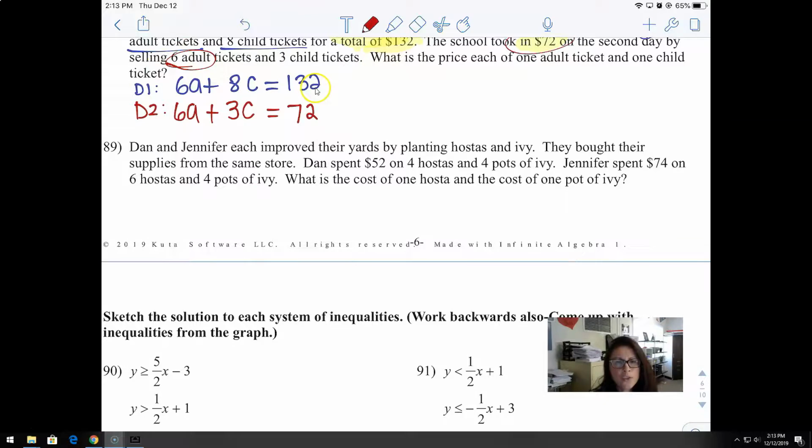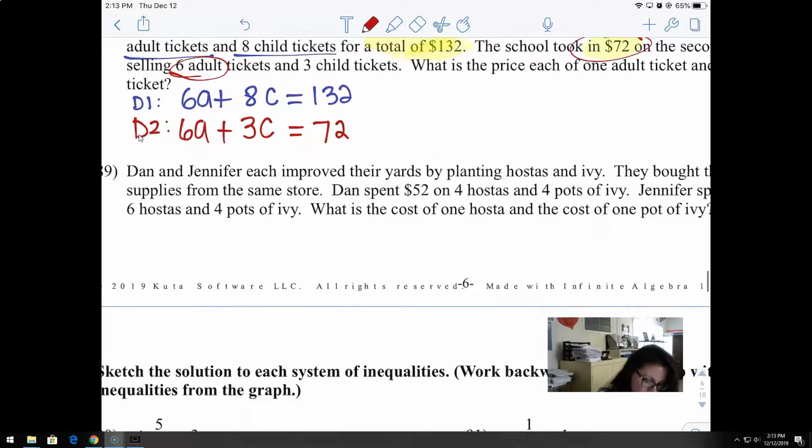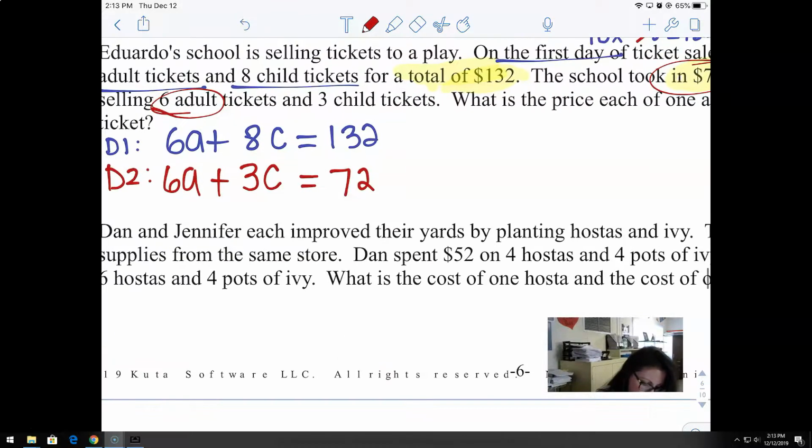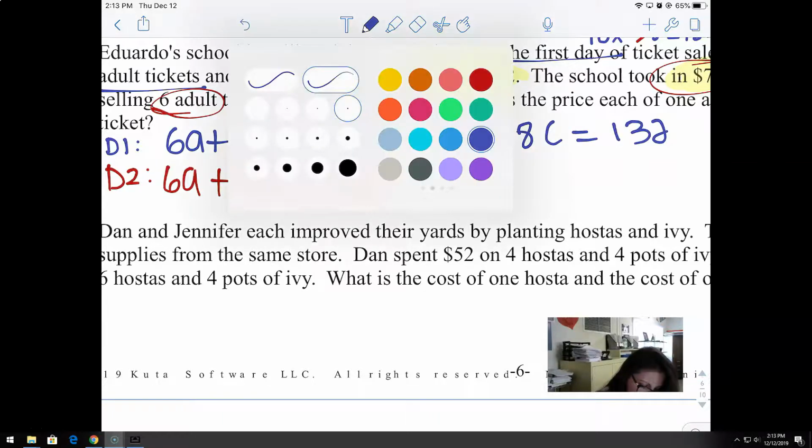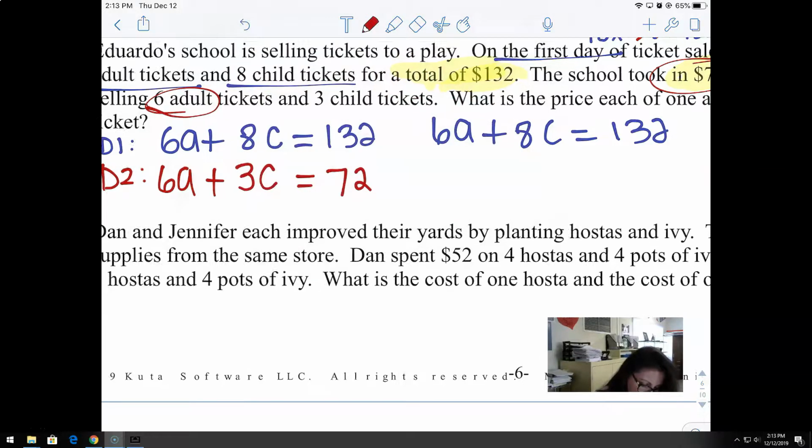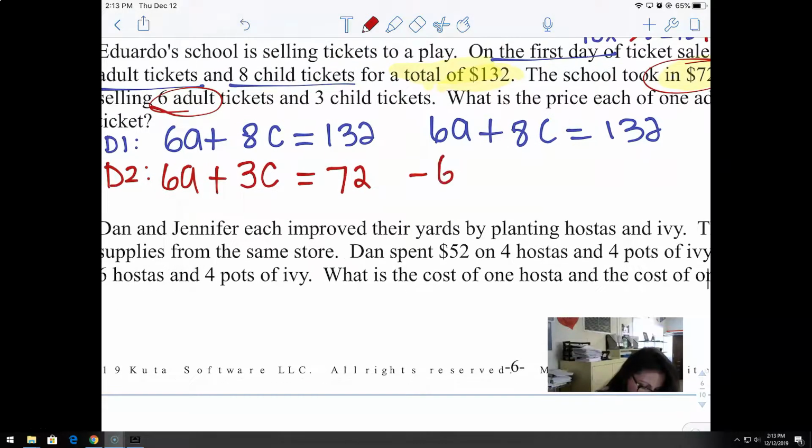And remember, whenever you distribute a negative, it just changes the signs to the opposite. So say I'm going to distribute the negative to the bottom. So this top one would stay the same. So it would be 6a plus 8c equals 132. Now I'm going to distribute a negative to the bottom, which will change the signs to the opposite. This becomes a -6a, a -3c, and a -72.